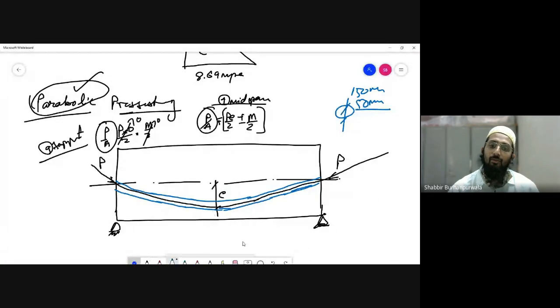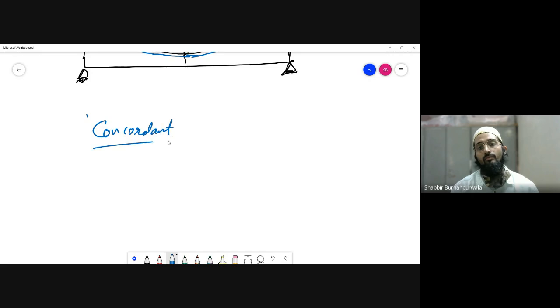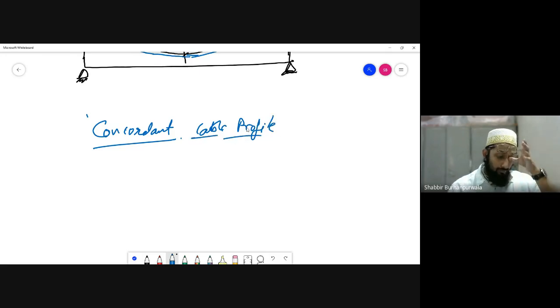Such kind of cable profile, concordant cable profile.